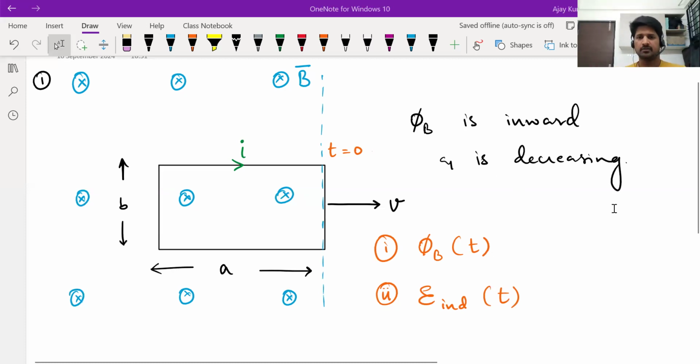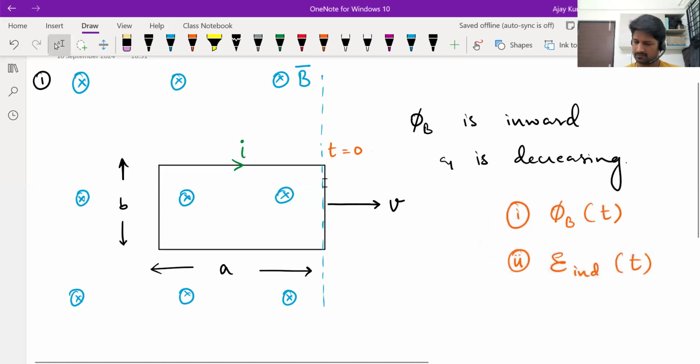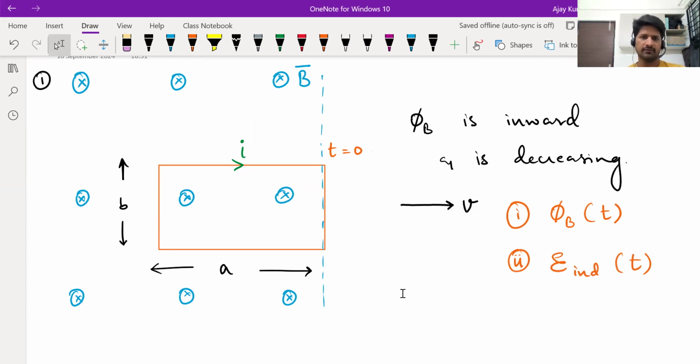Any answer for flux as a function of time? Okay. See, this is how the loop is at t equal to 0. After some time, it would have gone forward. Let us visualize that situation first. It's moving with a speed v. So can any of you tell me in a time t, how much distance will it move if it is moving with a speed v?